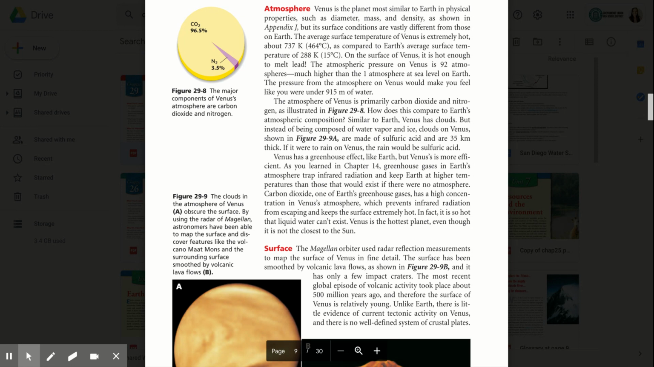As you learned in Chapter 14, greenhouse gases in Earth's atmosphere trap infrared radiation that keeps Earth at a higher temperature than would exist if there were no atmosphere. Carbon dioxide, one of Earth's greenhouse gases, has a high concentration in Venus's atmosphere, which prevents infrared radiation from escaping and keeps the surface extremely hot. In fact, it is so hot that liquid water can't exist. Venus is the hottest planet, even though it is not the closest to the Sun.